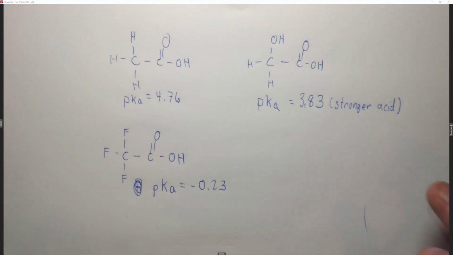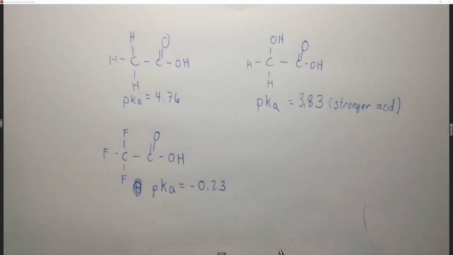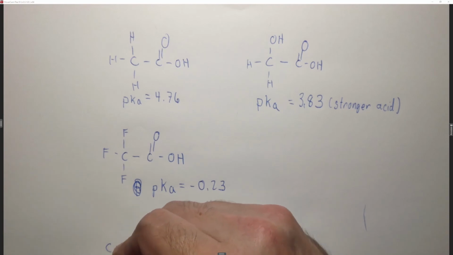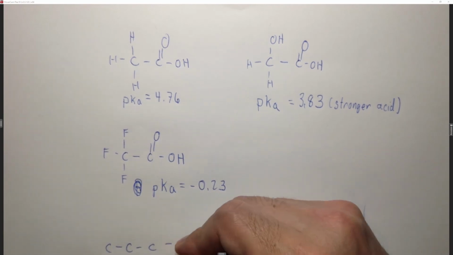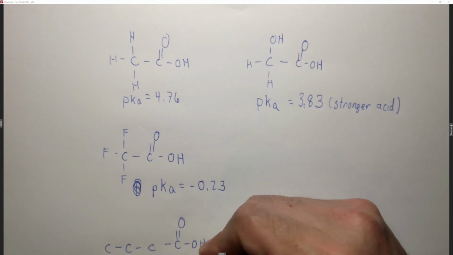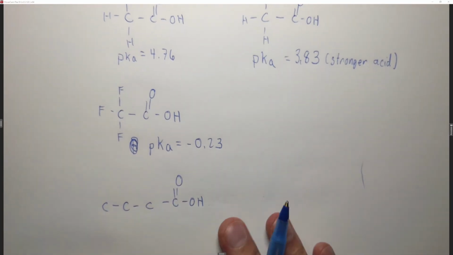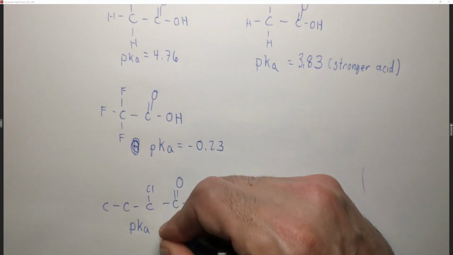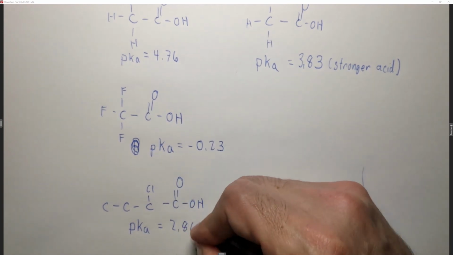The next thing I want to look at is how this is affected by distance. So I'm not going to draw all the H's for clarity, but where I have a 3-carbon chain bonded to a carboxylic acid, I have a butanoic acid, if you will. So I have a butanoic acid. Again, this would be CH3, CH2, CH2. I'm not going to show them for clarity. In this case, we have the Cl here, and I'm telling you that the pKa is equal to 2.86.